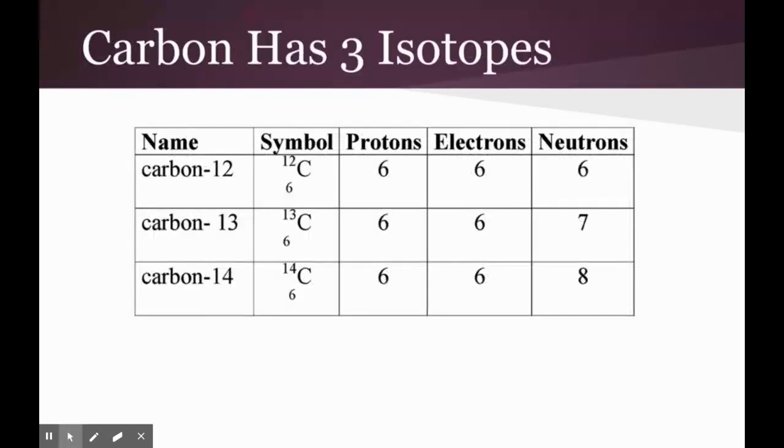So here is an example of the three different isotopes that carbon has to give you an idea of how isotopes differ. So all three of these are carbon. They're all going to have 6 protons and all going to have 6 electrons. But carbon-12 is going to have 6 neutrons. Carbon-13 is going to have 7 neutrons, and carbon-14 is going to have 8 neutrons.